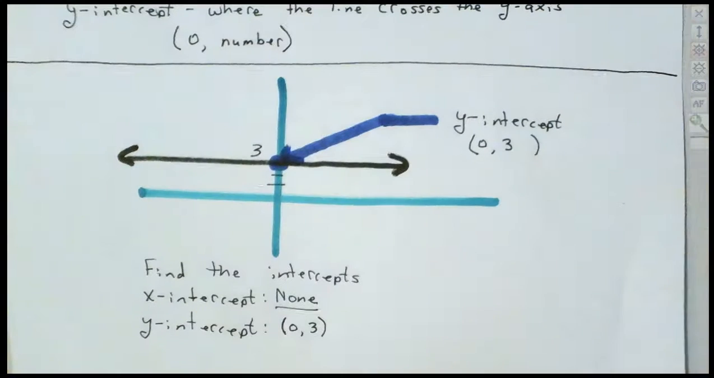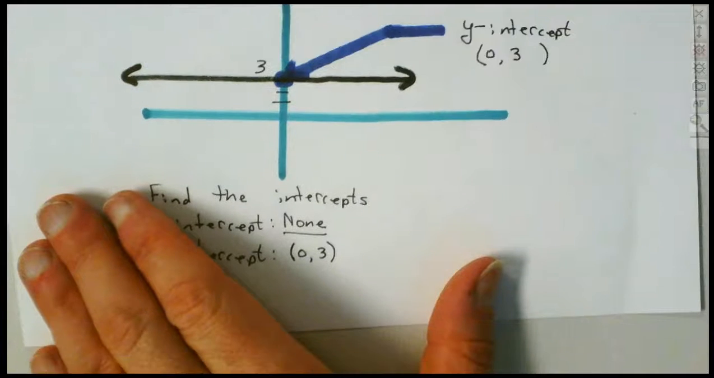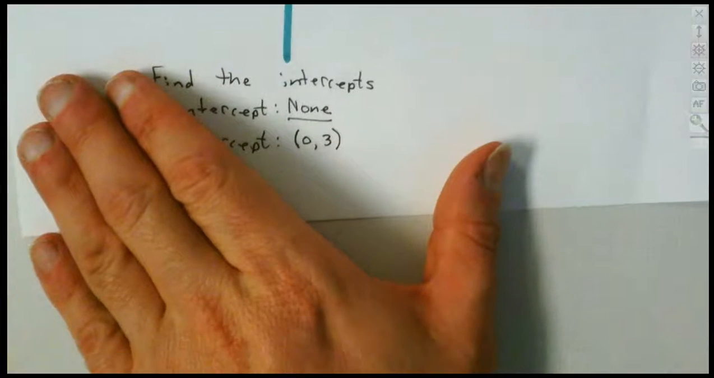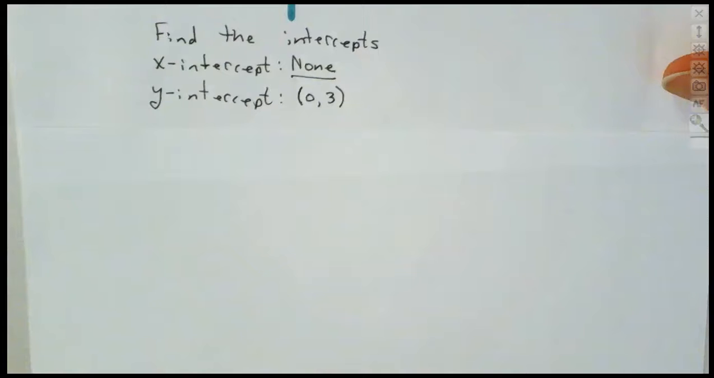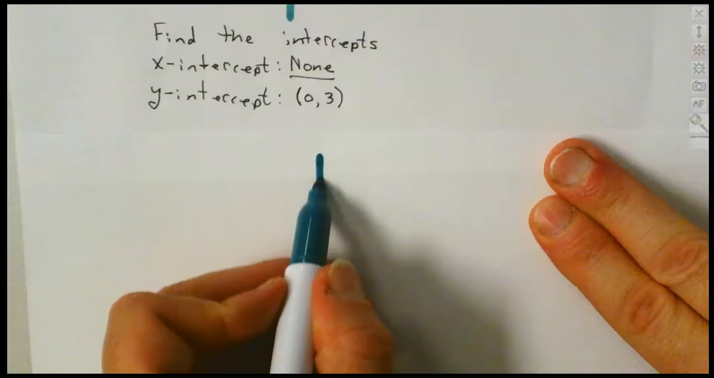Okay. They can also have an intercept at 0, 0, and so they can both have the same intercept. If it crosses the origin, it has an x-intercept and a y-intercept of 0. So here's one of this one.